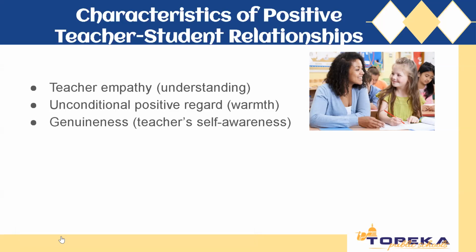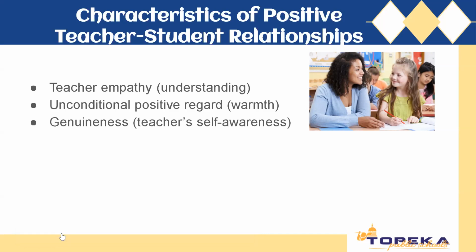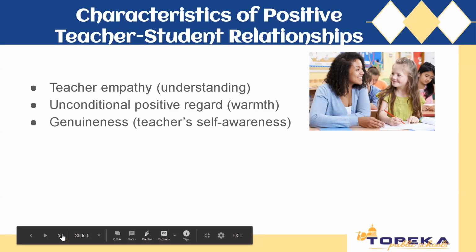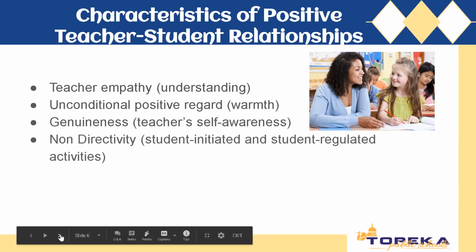Genuineness. Students can tell when we're being genuine and when we're not. And so it's important that we are genuine and that we know when we're maybe sending signals that show that we aren't. Non-directivity. We want students to also be able to develop relationships, and we want activities and relationships to be two-sided. We want students to be just as engaged in a relationship as we are.